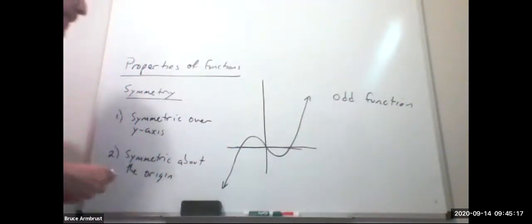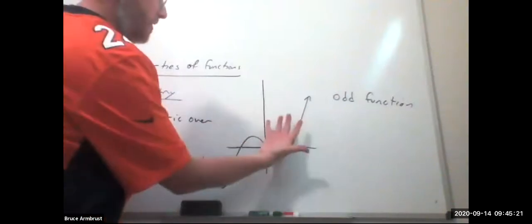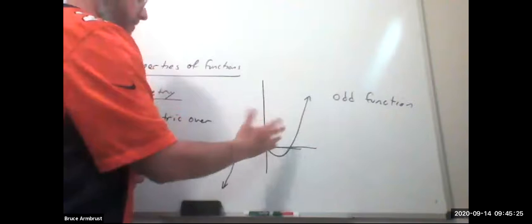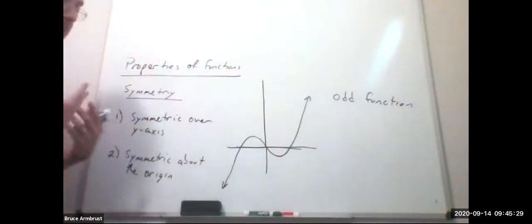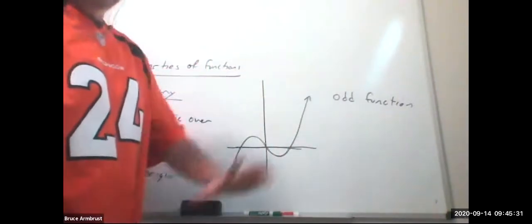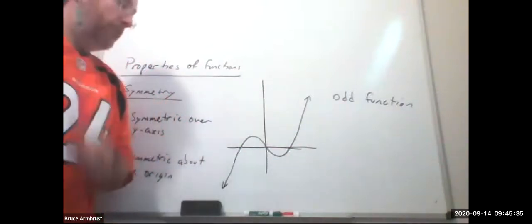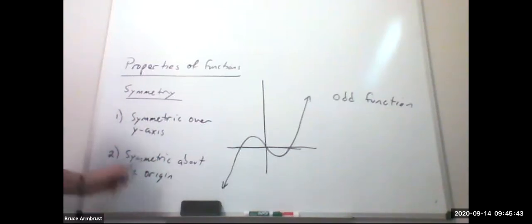You can also think of it as a double flip. If you were to flip it over the x-axis and then the y-axis, or y-axis and then x, you get the same thing. I find that way too confusing. I prefer just rotating half a turn. Okay, so if you can rotate it half of a turn, then it's an odd function. And that's what we call symmetry about the origin.